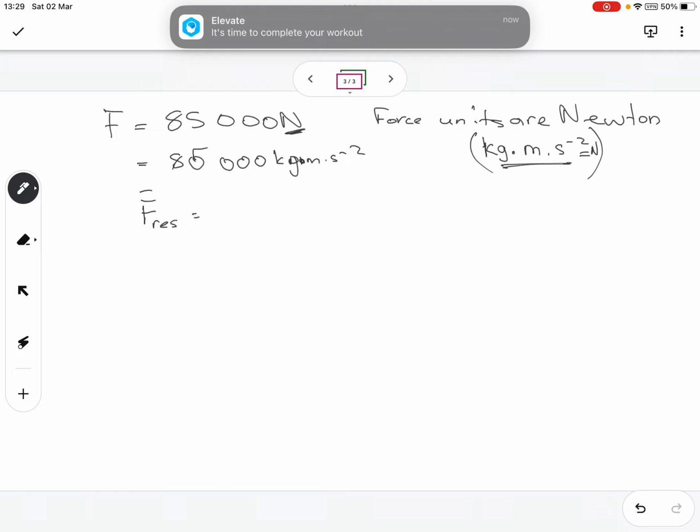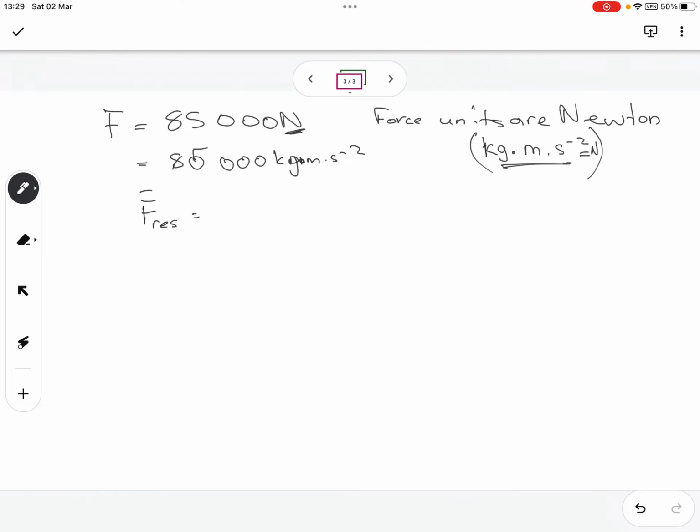So what we know is that from our impulse equation, the resultant force is the change in momentum divided by the change in time. And we also know that after the collision, these two are added up together. They're the same thing now, right?